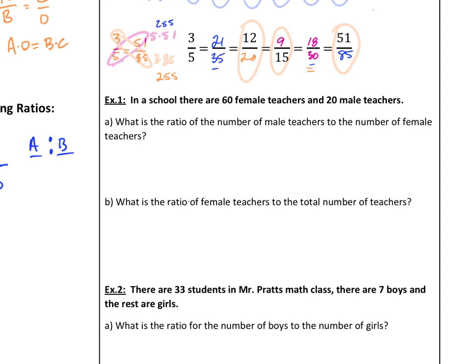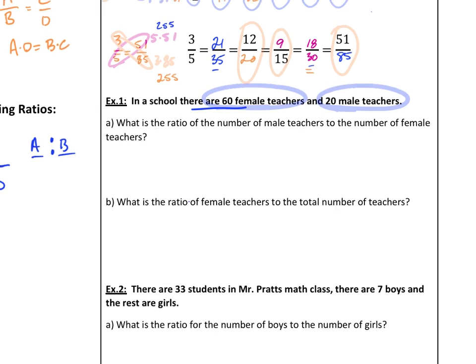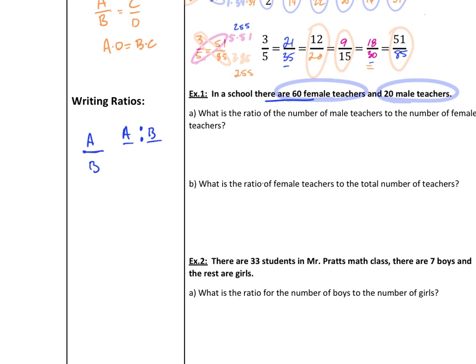And it says if a school has 60 female teachers, so you really want to get to where you're asking yourself, am I talking about parts? Am I talking about A and B, or am I talking about the total? Because if I have part A plus part B, that's going to equal my total in a lot of these situations.